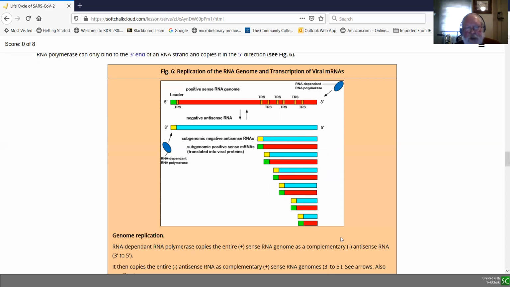So by having a single genome like this and using this discontinuous transcription, it's able to make multiple small subgenomic RNAs that can be translated by ribosomes into the various structural proteins and the various non-structural proteins needed for viral replication.